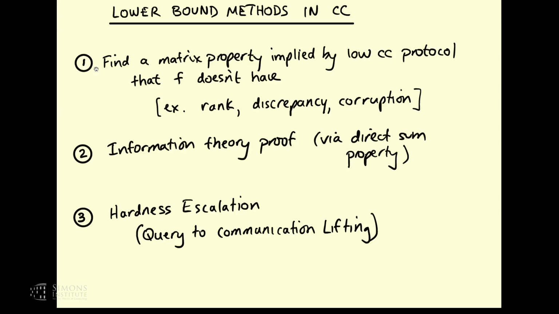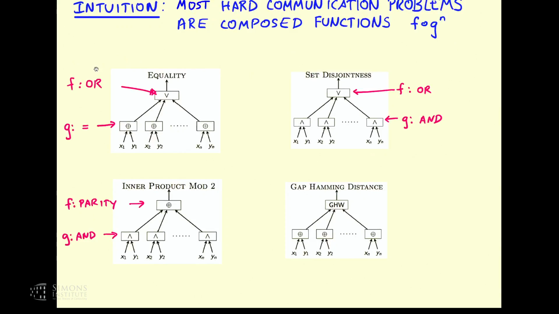Okay, so lower bounds. I'm going to focus on this third method, obviously, this idea of hardness escalation, or a way to use function composition to go from a decision tree or query complexity measure to the corresponding communication complexity measure. Okay? So that's what I'll talk about today.